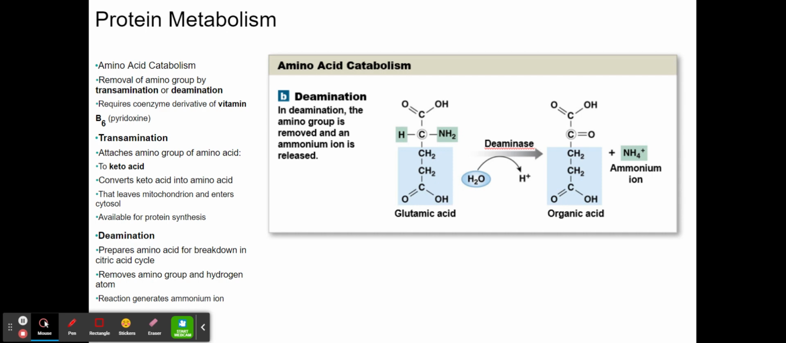Transamination attaches the amino group of an amino acid to a keto acid, which resembles an amino acid except that the second carbon binds an oxygen atom rather than an amino group. This transfer converts the keto acid into an amino acid that can leave the mitochondrion and enter the cytosol. There it can be used for protein synthesis. In the process, the original amino acid becomes a keto acid that can be broken down in the citric acid cycle. Cells in many different tissues perform transaminations, enabling cells to synthesize many of the amino acids needed for protein synthesis. Cells of the liver, skeletal muscles, heart, lung, kidney, and brain are particularly active in protein synthesis. They carry out very many transaminations.